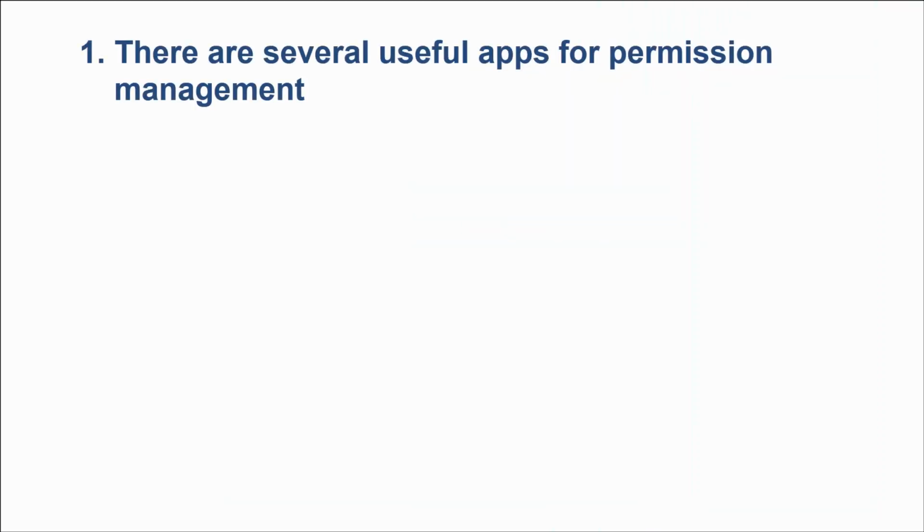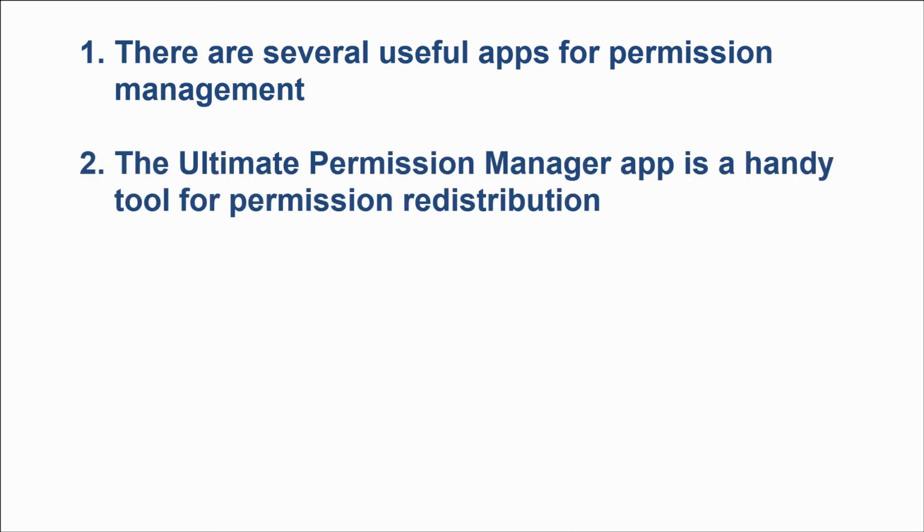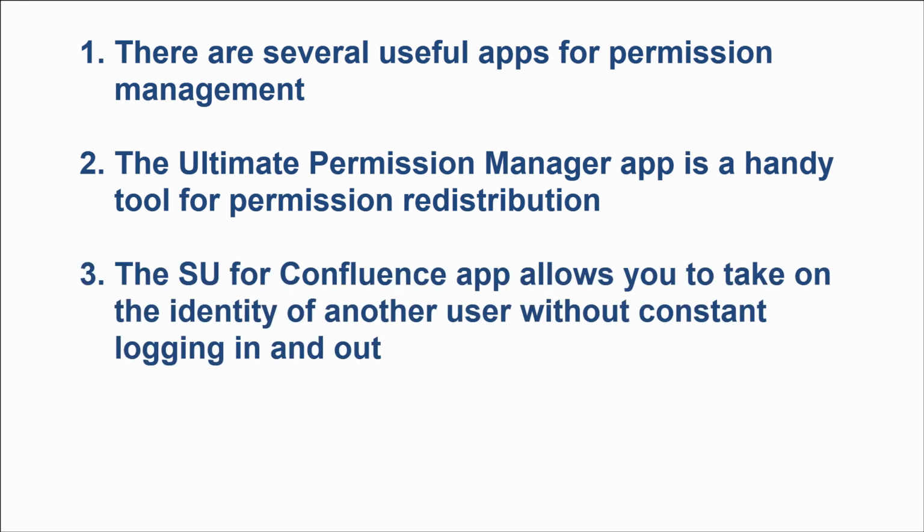At the end of our lesson, let's sum up all the new information. There are several useful apps for Confluence administrators. These apps can help you to avoid routine, manual work related to permission management. The Ultimate Permission Manager app is a handy tool for permission redistribution when you have a lot of users, groups, and spaces. The SU for Confluence app allows you to take on the identity of another user without constant logging in and out, so you can troubleshoot problems faster and more effectively.